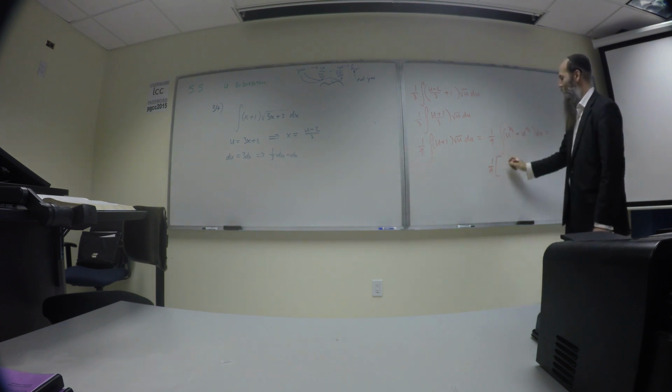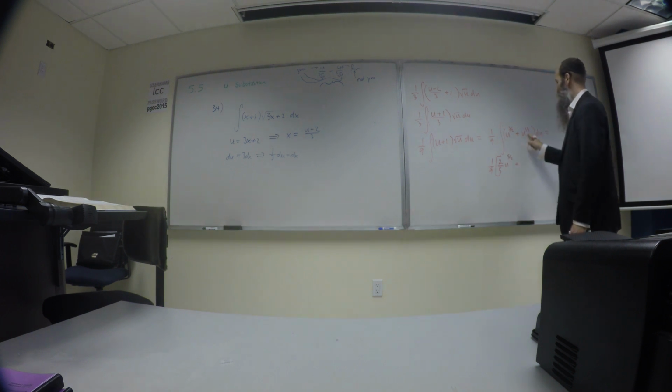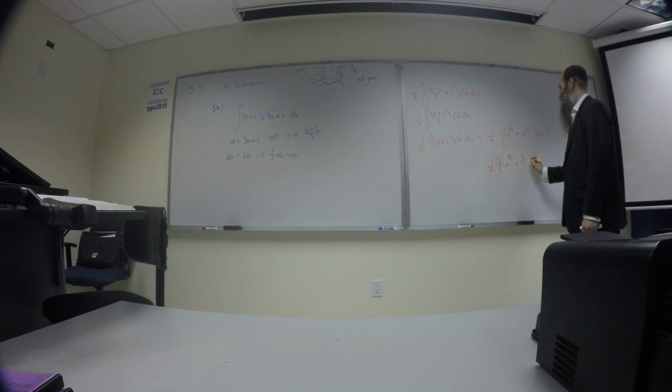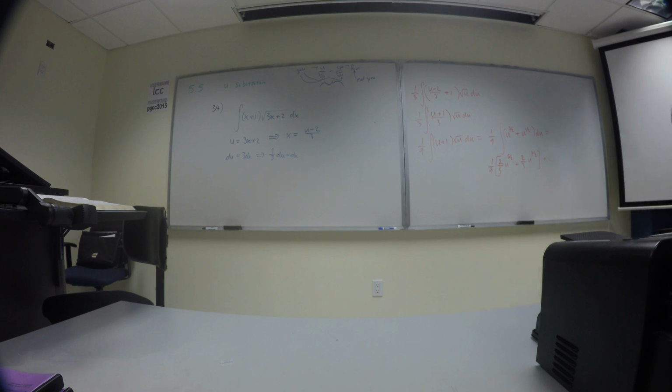This goes up by 1 to 5/2, so 2/5, multiplied by the reciprocal of the new power. Plus the new power is 3/2, so 2/3 u to the 3/2 plus c. Replace u with whatever we started with: 3x plus 2.